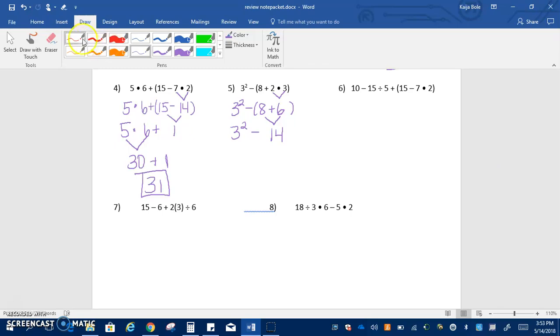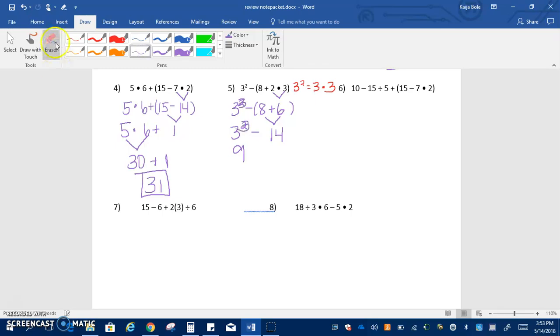Remember, 3 squared, I'm going to write it off to the side. 3 squared equals 3 times 3. 3 times 3 is 9. Oh, I'm going to change that actually because that's not going to work. Go ahead and change it to 3 cubed.